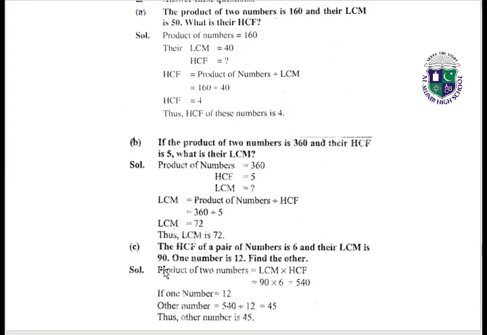Part C. The HCF of a pair of numbers is 6 and their LCM is 90. One number is 12. Find the other. Product of numbers equals LCM multiplied by HCF, 90 multiplied by 6 equals 540. If one number equals 12, the other number is 540 divided by 12, which equals 45. Thus the other number is 45.